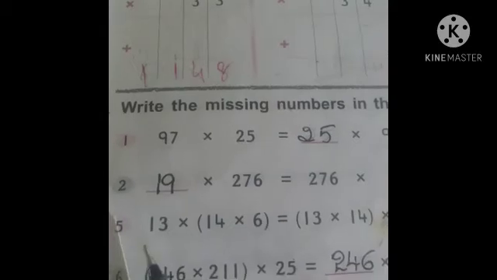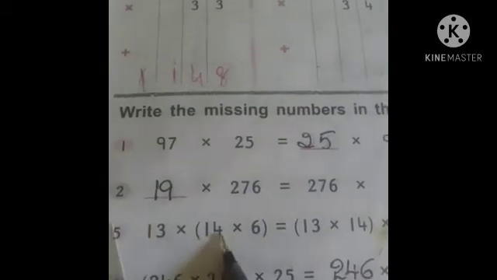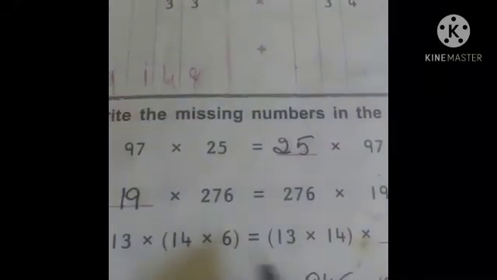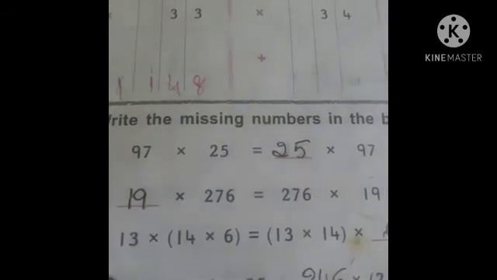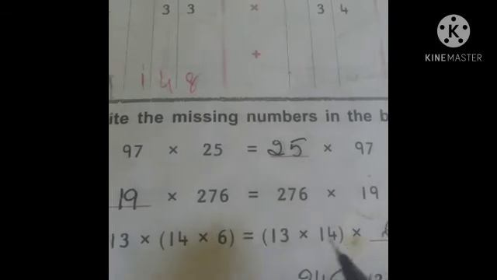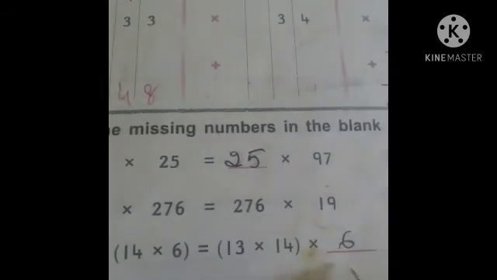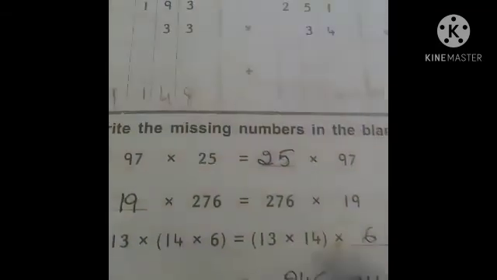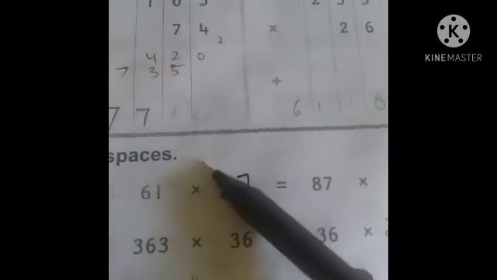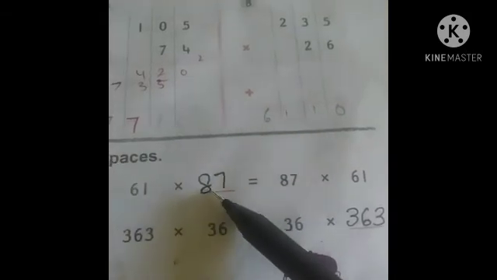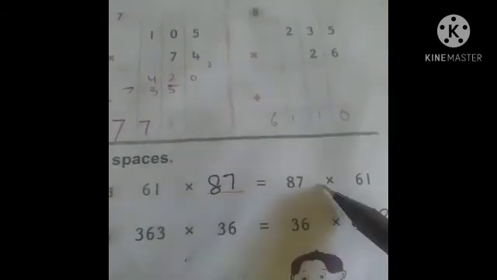Third one. 13 into 14 into 6. Here, 13 into 14 write in one bracket and the remaining 6 write in the given blank. Now both statements are equal. 61 into 87 is equal to 87 into 61. Here 61, 61. So we have to write here 87. Okay, both statements are balanced.